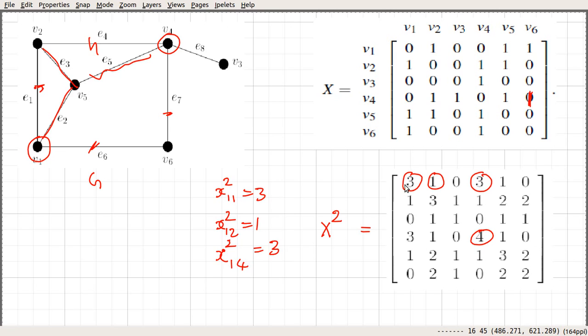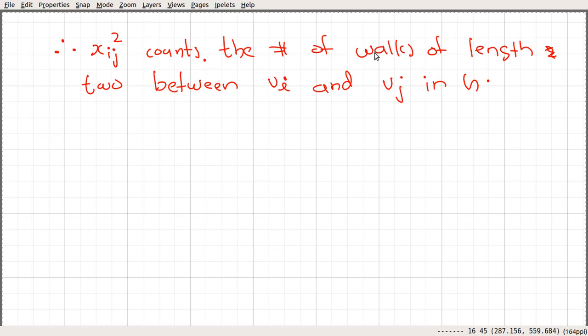Let's look at one more entry, the one that corresponds to 4, 4. x4,4 squared is equal to 4. That says there will be 4 walks of length 2. One will be 1, 2, 3, 4, that is 1. Another one will be this one, and maybe like this to this and back, and this to this and back. So we can very easily see all those things. And that says xij squared counts the number of walks of length 2 between Vi and Vj.